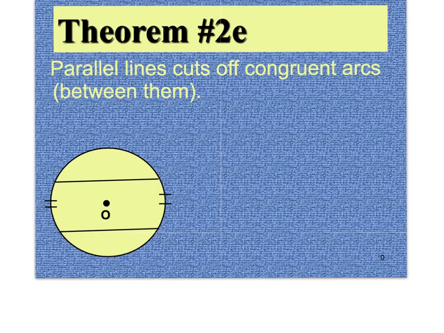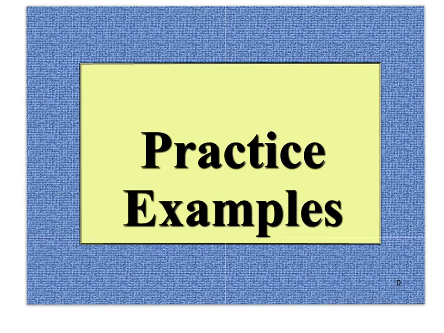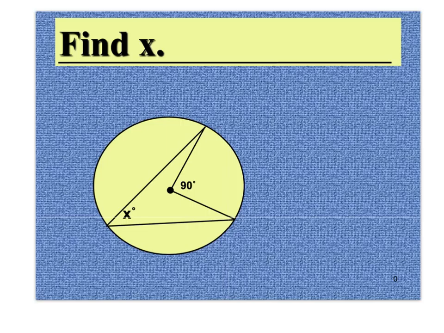So if you're told that you have parallel lines, you can assume that you've got arcs congruent in between. So let's practice some. We're looking for x. You have to identify that this is an inscribed angle. And you also have to identify that this is a central angle. So central angles are equal to their arcs. That means this is also 90 degrees. And the inscribed angle is 1/2 its measure, so that's equal to 45 degrees.